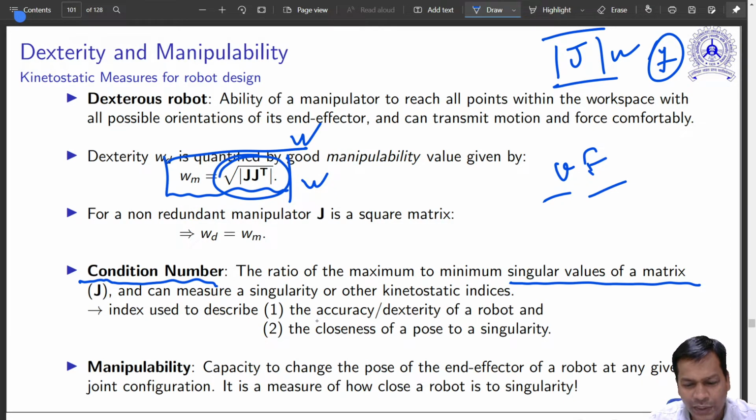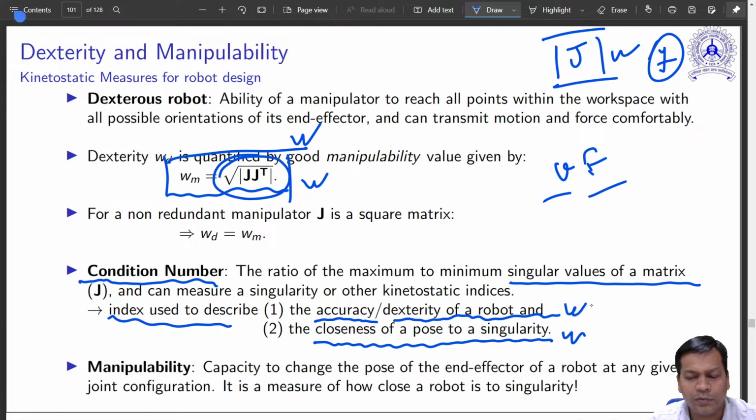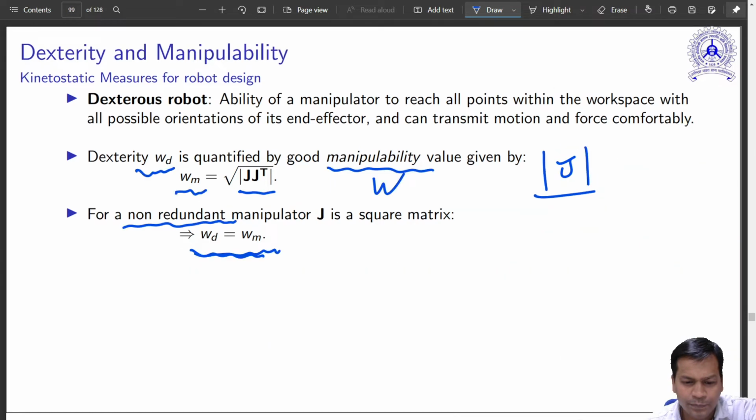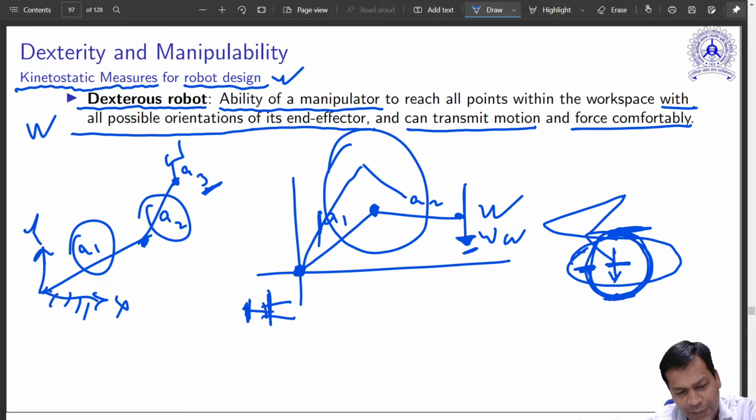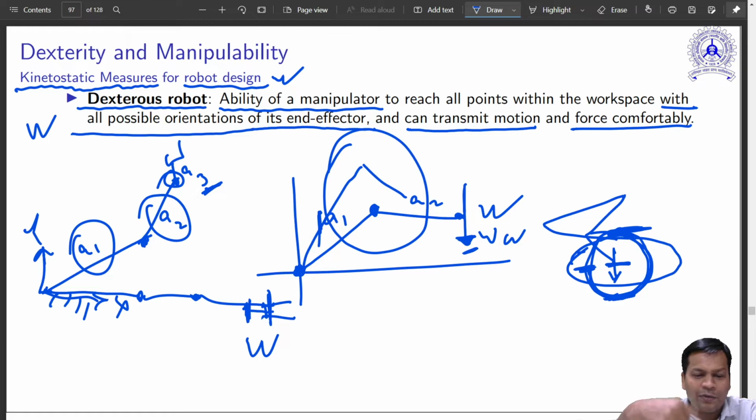So accuracy and dexterity of the robot, these two are described by this index. How close it is to the singularity of the robot will give you the picture of both. Closeness to the singularity, as I have shown in the case of 3R: if it is fully stressed, with the first, second and third links all fully stressed, that means it is singular. In this case it is not that dexterous because it cannot have all sorts of orientation. That means near the singularity it will lose its dexterity also.